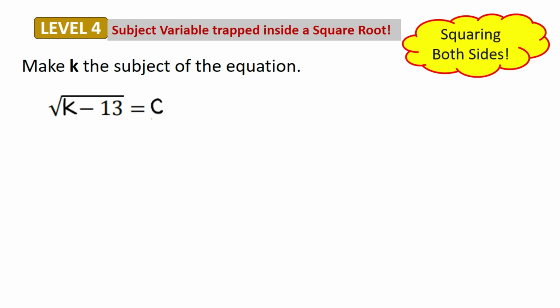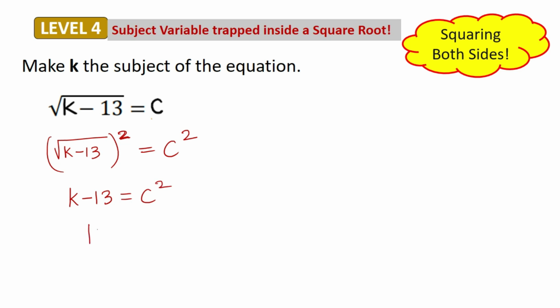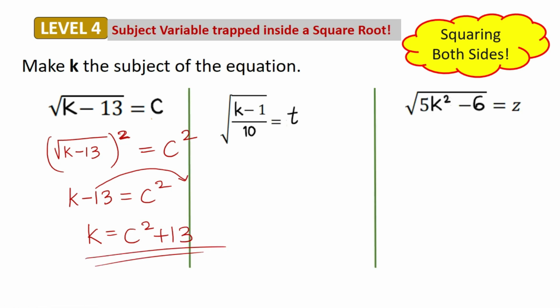So here I will have square root of k minus 13. I'll square the left hand side and I'll square the right hand side. Whatever operation is done on the left has to be applied to the right. So here I get k minus 13 is equal to c squared. So to make k the subject, I'm shifting this negative 13 to the other side. So k becomes c squared plus 13. That's the answer. Now you can pause the video and try to solve these two questions by yourself and just check the answer.